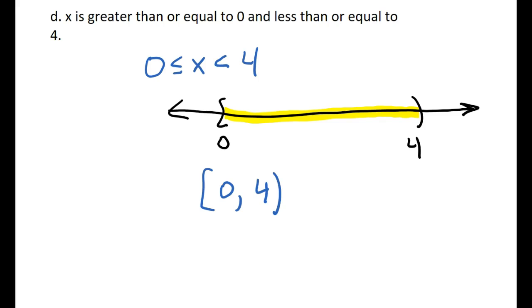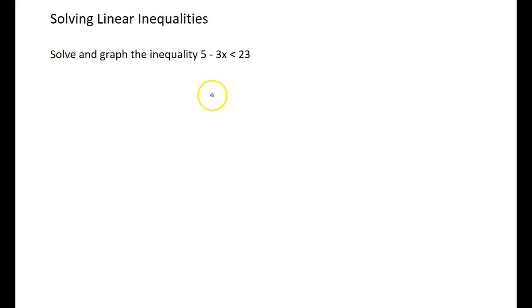So hopefully now you understand how to write inequalities in terms of interval notation and how to graph them on the number line. Now let's solve linear inequalities and graph them and write their answers in interval notation. Okay, so I have 5 minus 3x is less than 23. So I'm going to subtract 5 from both sides. So I get -3x is less than 18.